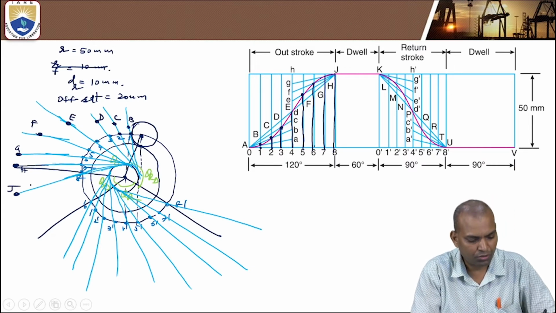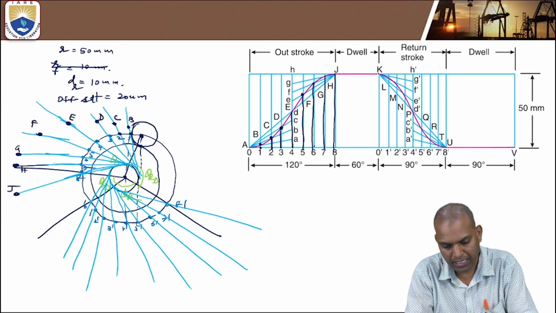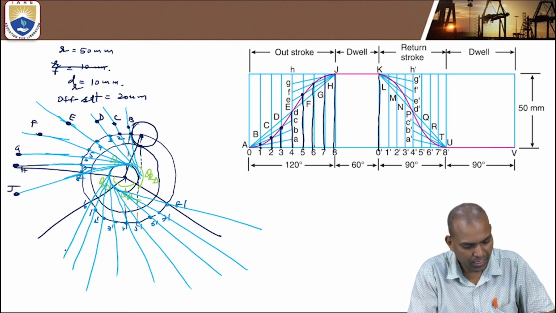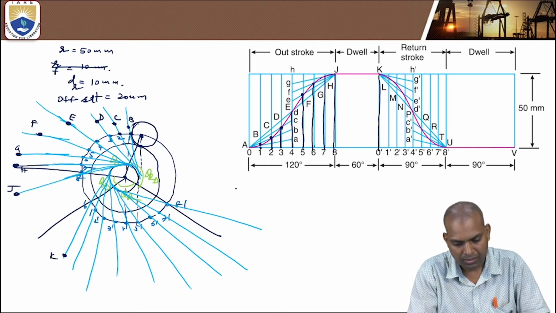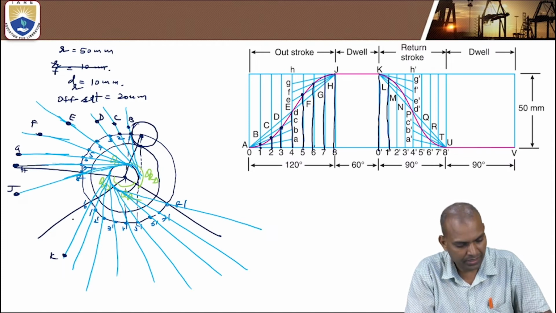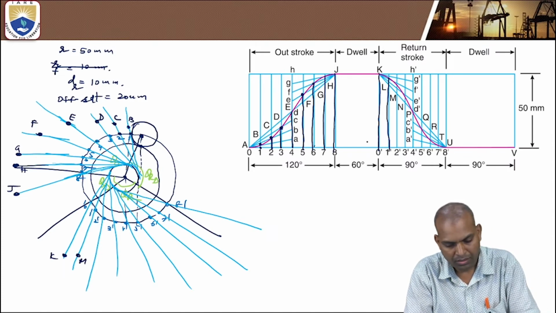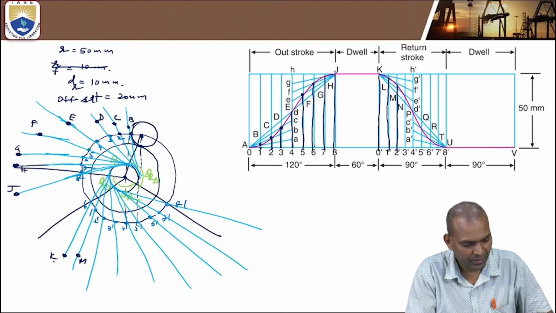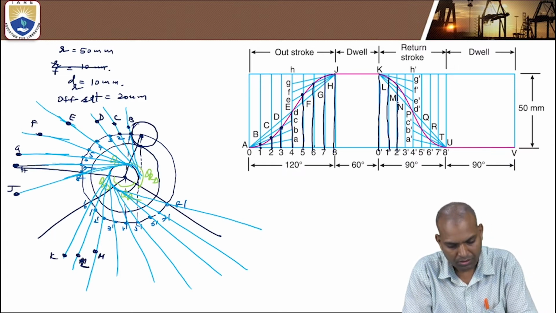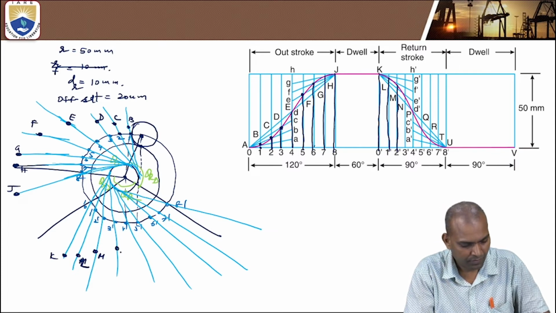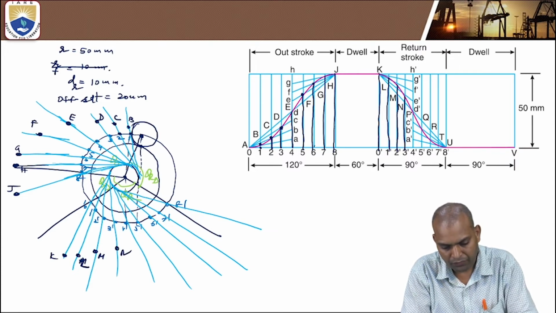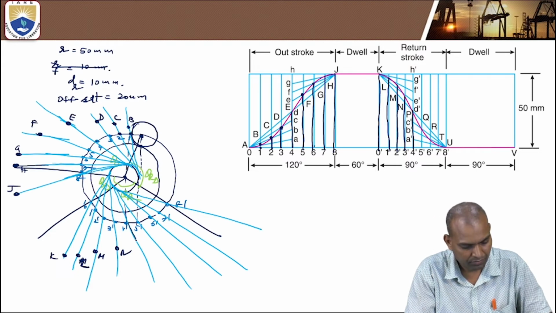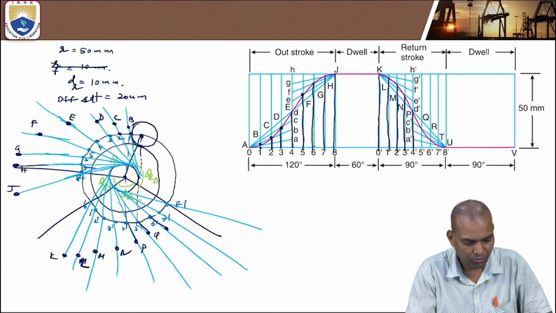Similarly, for the outstroke also you have to follow. 0 to K distance. This is 0 dash to K. Next, 1 dash to M, a little bit less. 1 dash to L. 2 dash to M. 3 dash to N. 4 dash to P. 5 dash to Q. Like that you complete the portion.